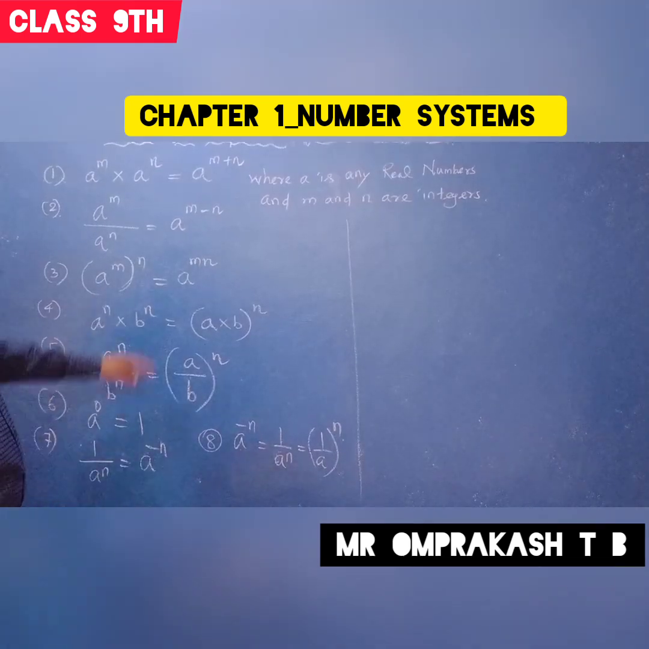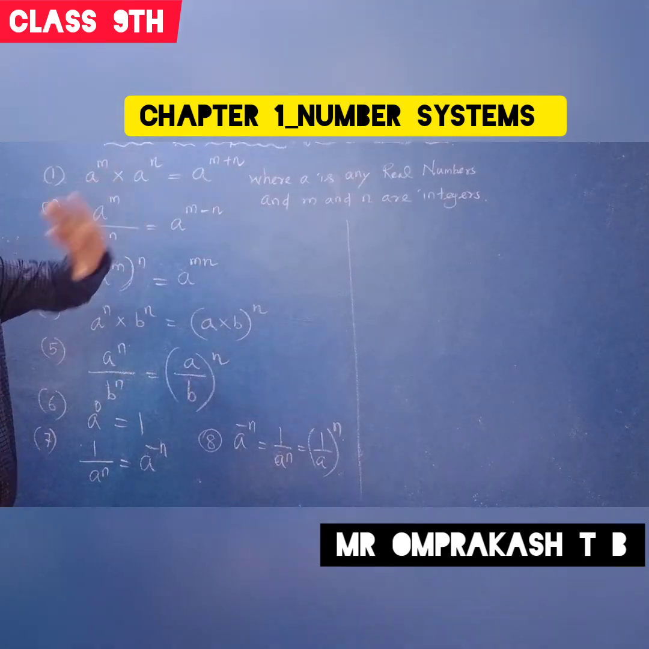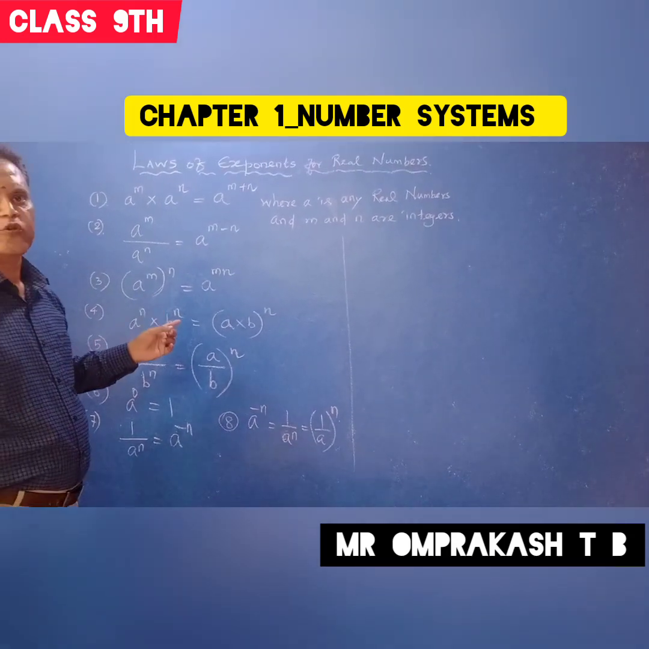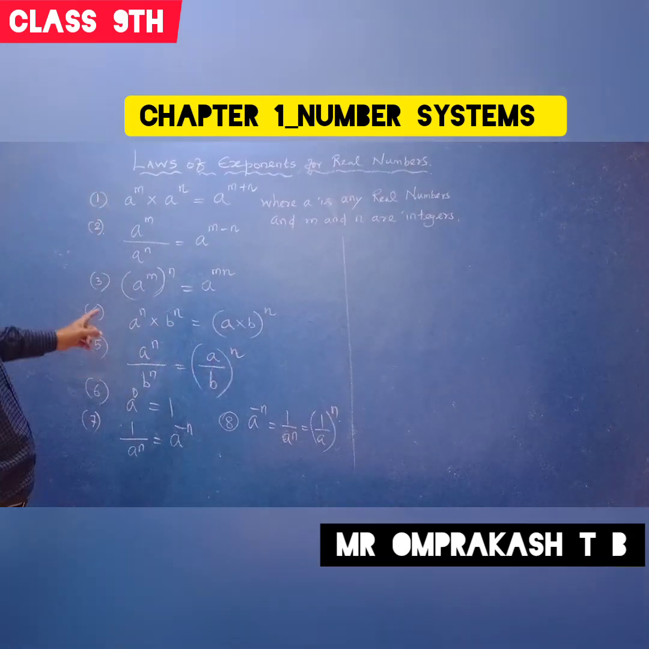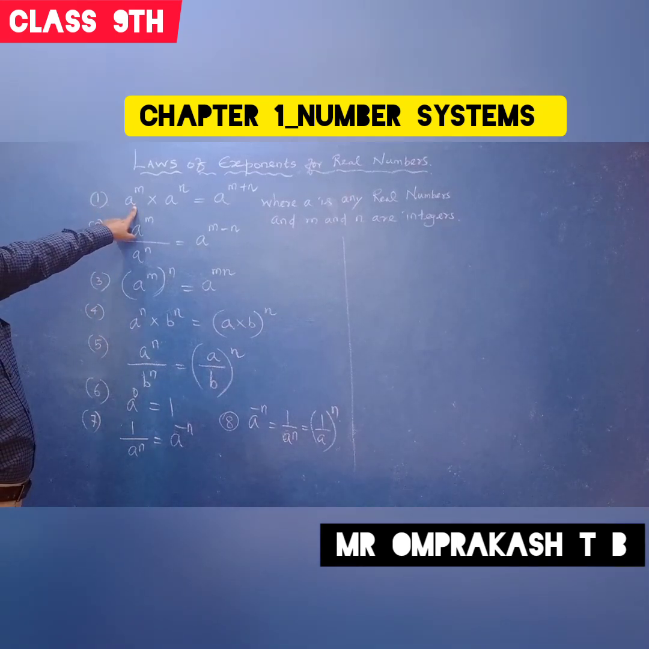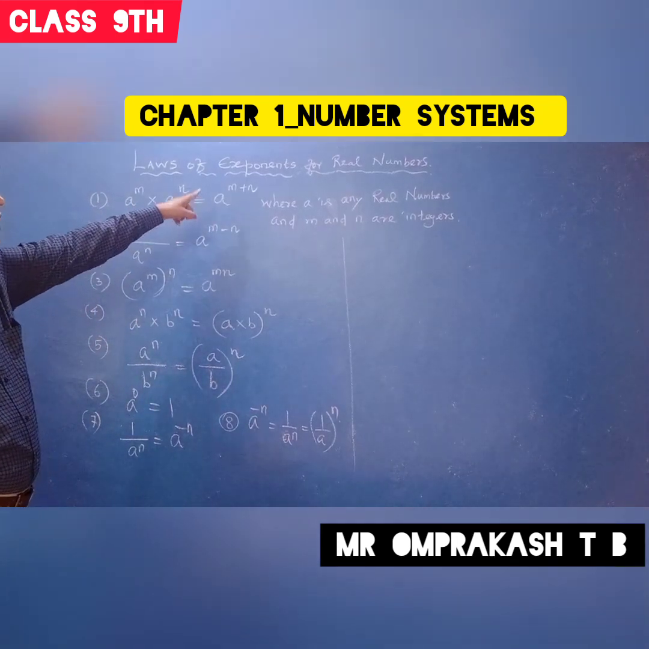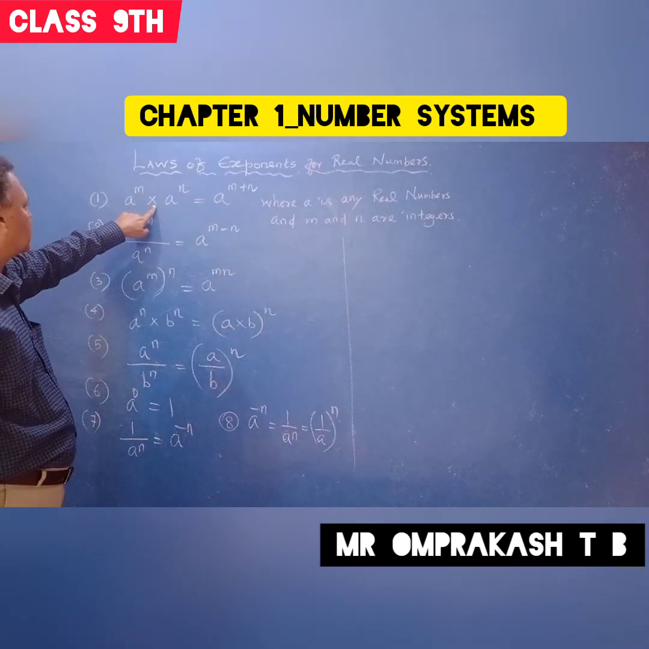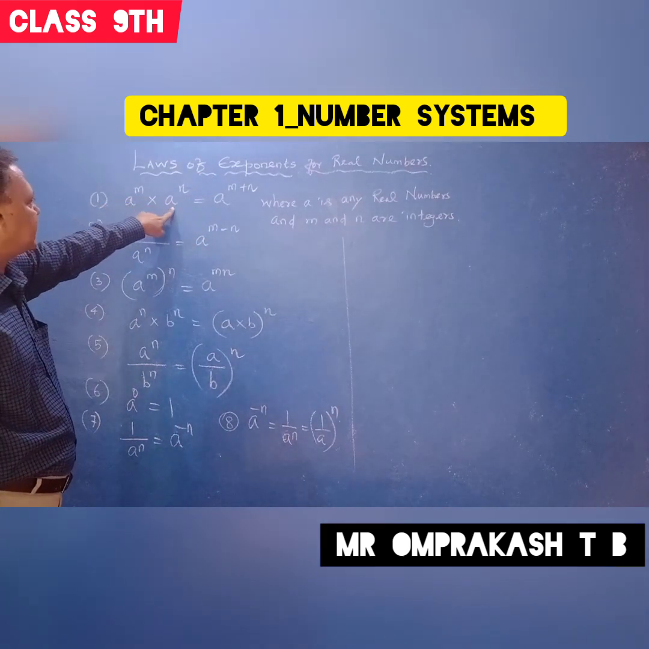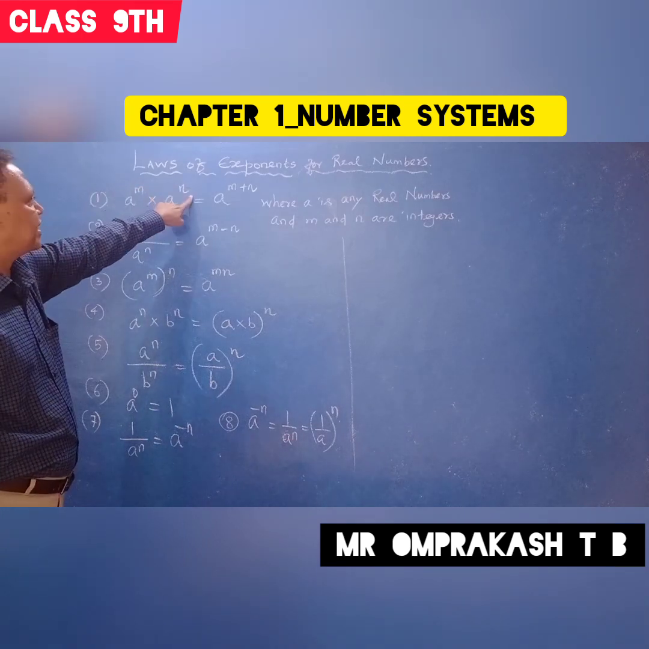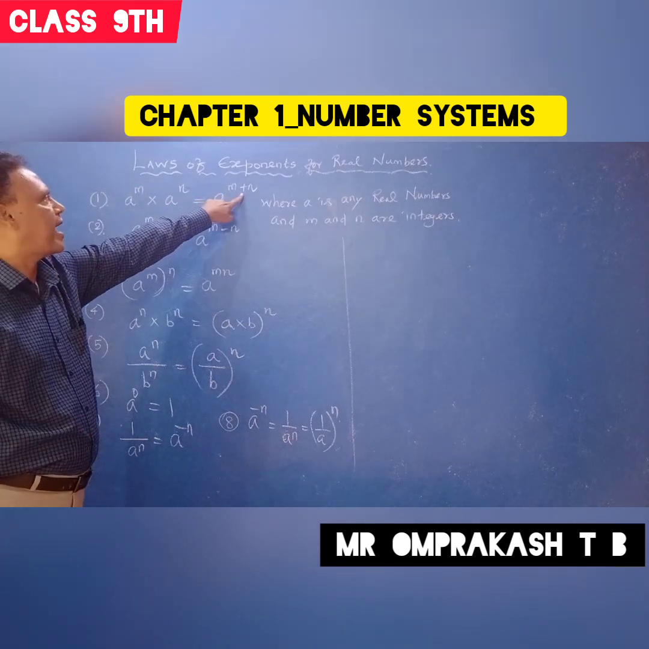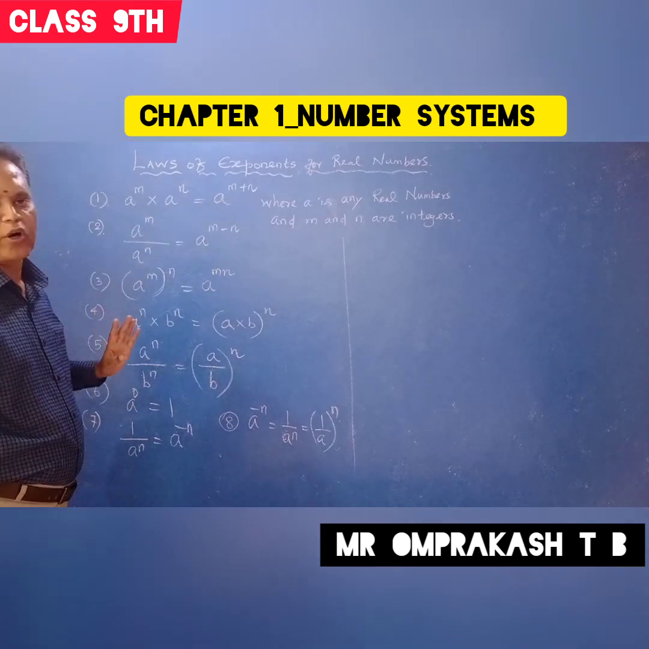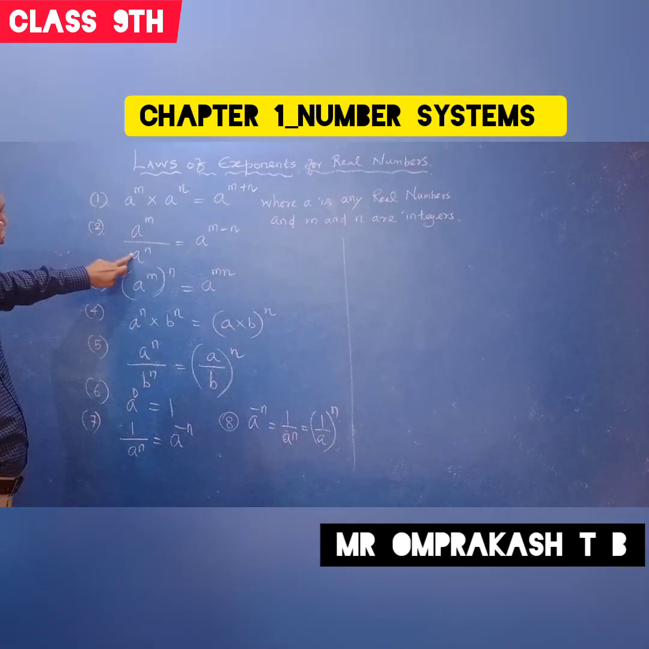Next we will see laws of exponents for real numbers. In 8th class also you might have studied. First one, you see: a power m into a power n equals a power m plus n. This is called the product rule. Product rule means the base is the same, the powers are different, and while multiplying you have to add the powers. Write the same base and add the powers. That is the product rule.